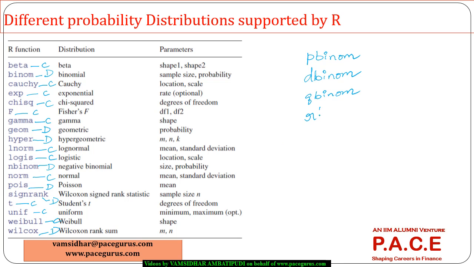And finally, when I am using rbinom, I will be able to randomly generate numbers which are following a binomial distribution. So that's how you can prefix these p, d, q, r before each of these functions that are listed, which can give us the comfort level in terms of playing around with different kinds of distribution, right?